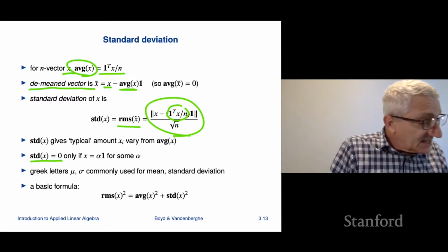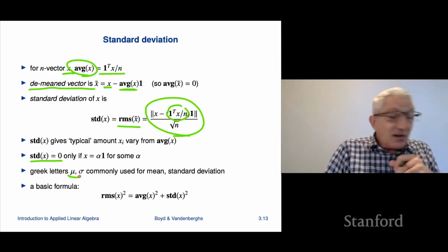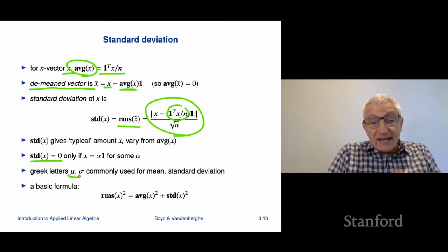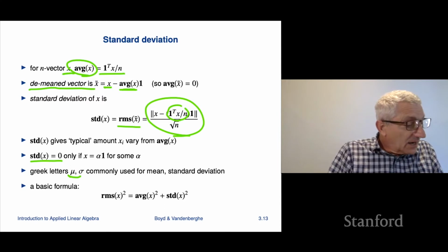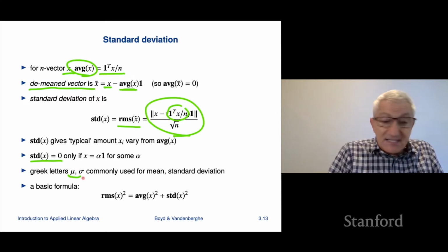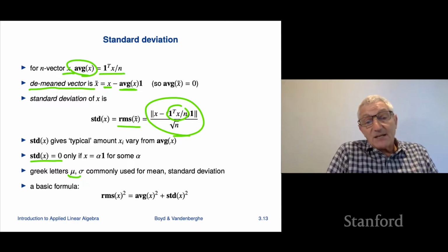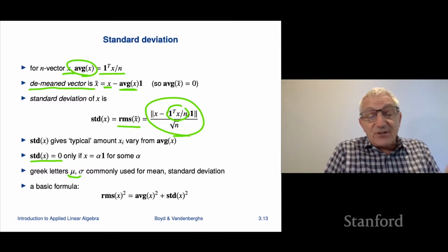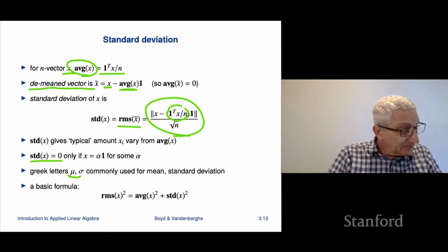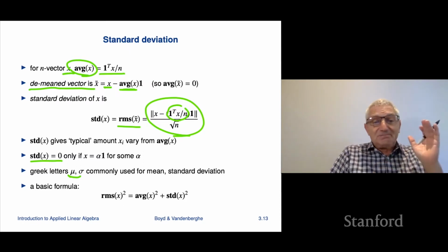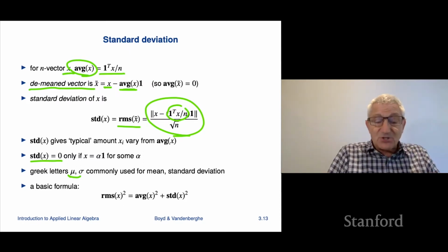Now, just as a side note, very common ways to denote the mean and standard deviation are the Greek letters mu and sigma, and I guess mu stands for mean, and sigma stands for standard deviation. Okay, these are also very widely used across applied mathematics, probability, statistics, and other areas.